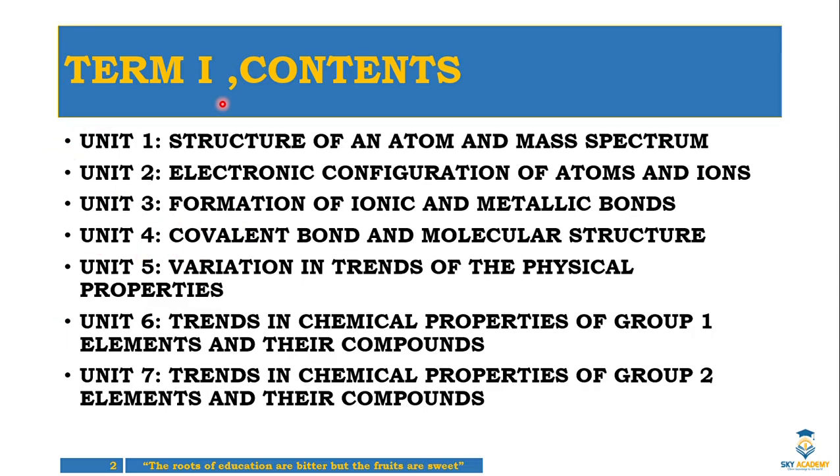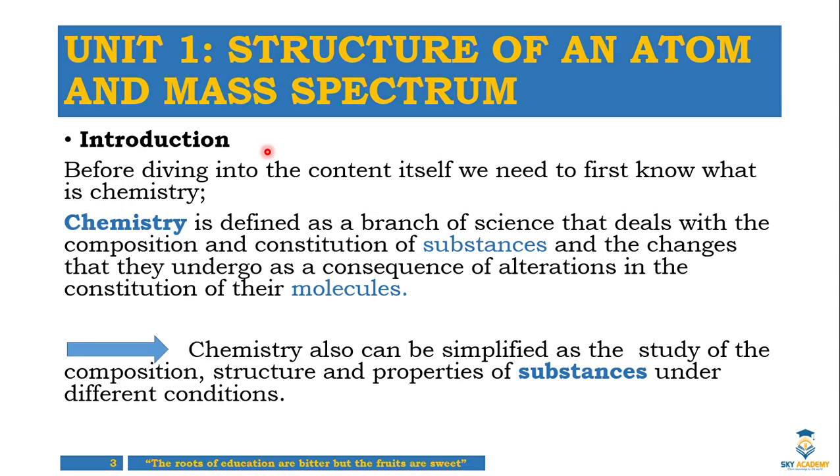See, there is a term one content. Here we have unit one, which is called structure of an atom and the mass spectrum. This unit number one is the one we are going to start with. Yes, but we will continue moving through as time allows us. It is the first unit of the senior 4 chemistry for Rwandan schools. Simply let's dive quickly into the content itself.